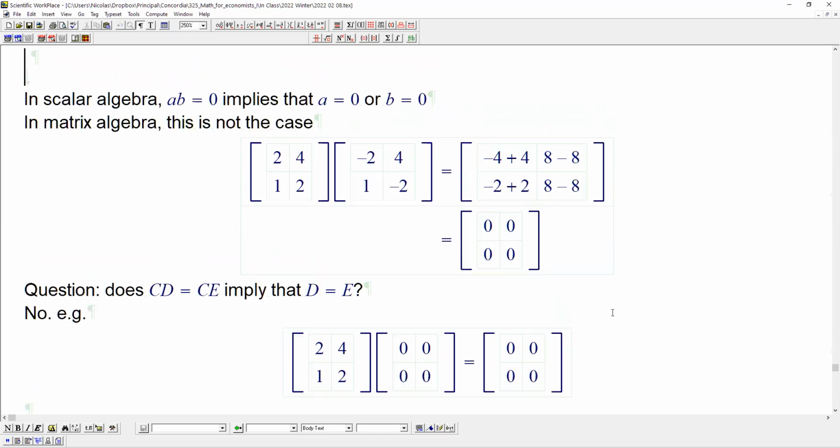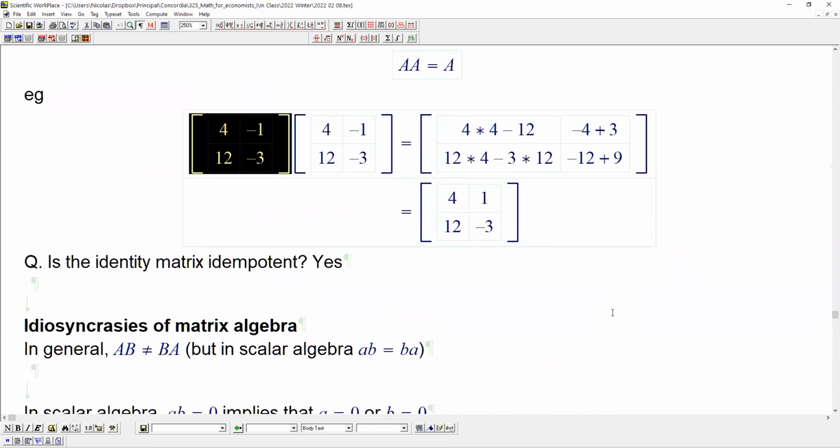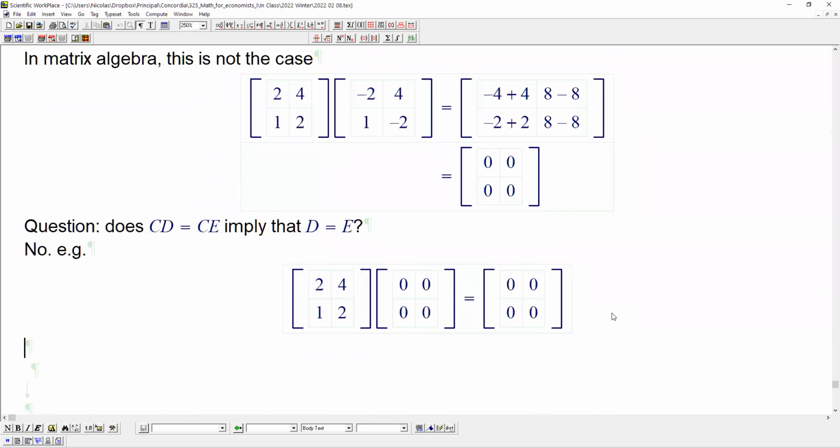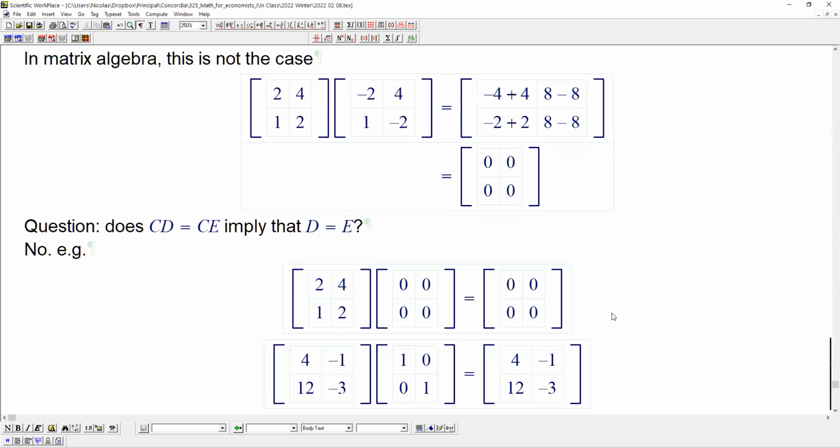And same thing for the idempotent matrix. So here, if I multiply this by an identity matrix, then I get, of course, the same. So these are very peculiar properties of matrices, and you have to be careful when you manipulate them, not to make hasty judgments about what's going on.